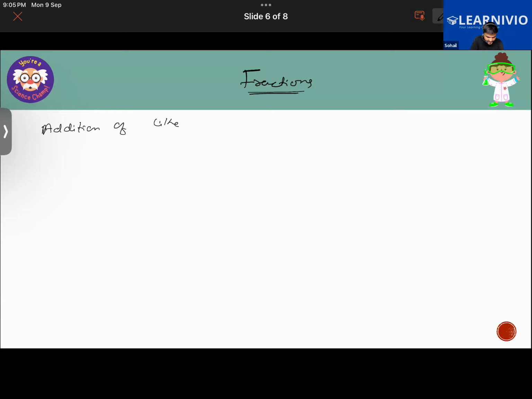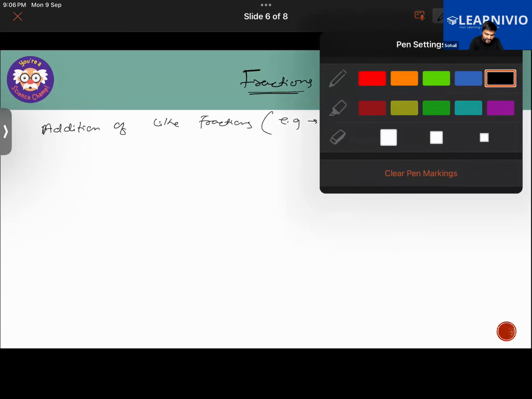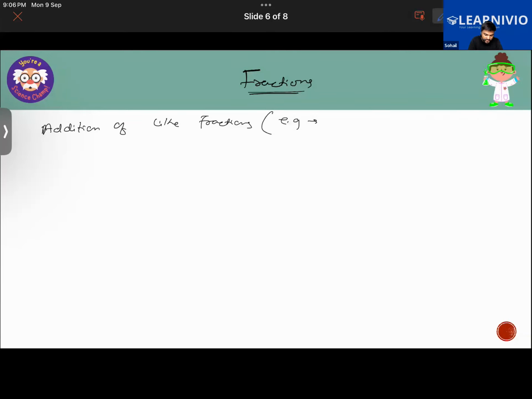Addition of like fractions. When the denominators are not the same, when you have unlike fractions, then you have to make the denominator the same and then add. That we'll be doing in the case of unlike fractions. I'm talking about addition of like fractions. Like fractions are those fractions which have the same denominator. Habib also mentioned examples, like 2 upon 5, 3 upon 5, 7 upon 5. These are like fractions. Getting it or not?